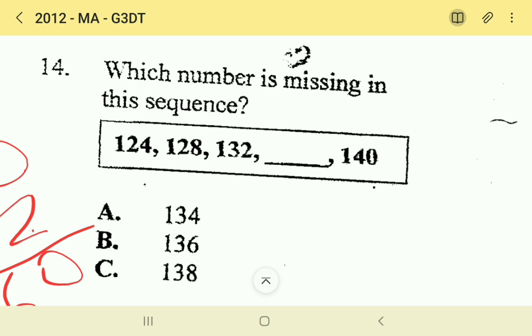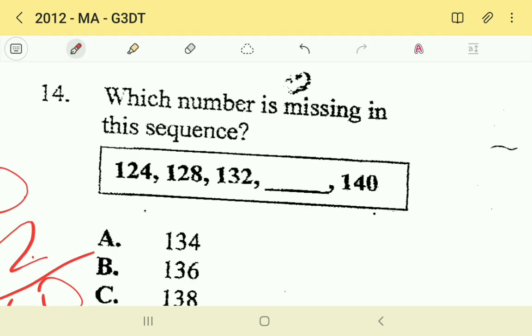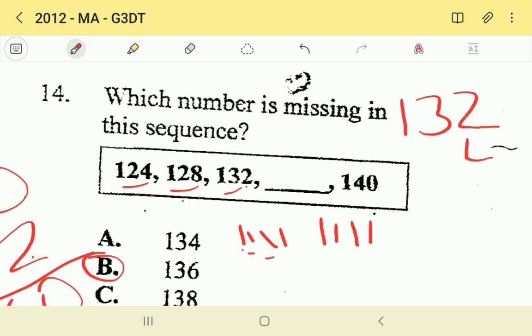Which number is missing in this sequence? So we have 124, then 128, 132. The pattern is they're going up by 4. So they're adding 4 to each number. So 124 plus 4 is 128. 128 plus 4 more: 128, 129, 130, 131, 132. So they're adding 4. So 132 plus 4 more is what? 132, 133, 134, 135, 136. That's one way to do it. The answer is B. You could count up from 134 or you could set it out from 132 and put your 4 and you add it up and you should get 136.